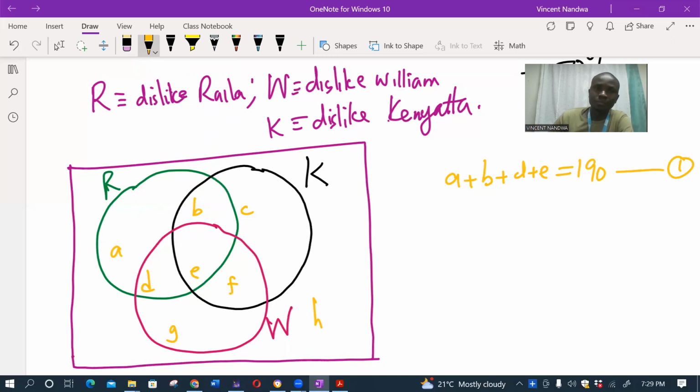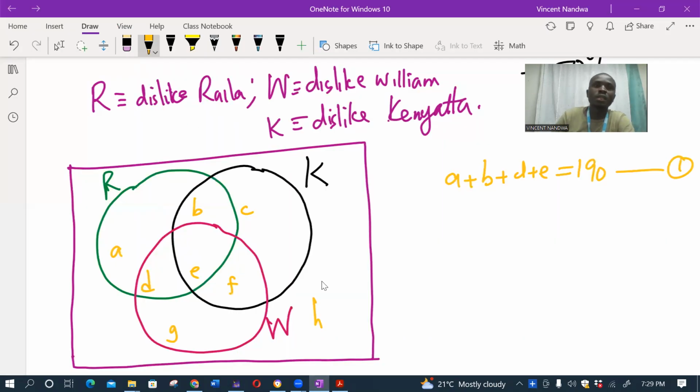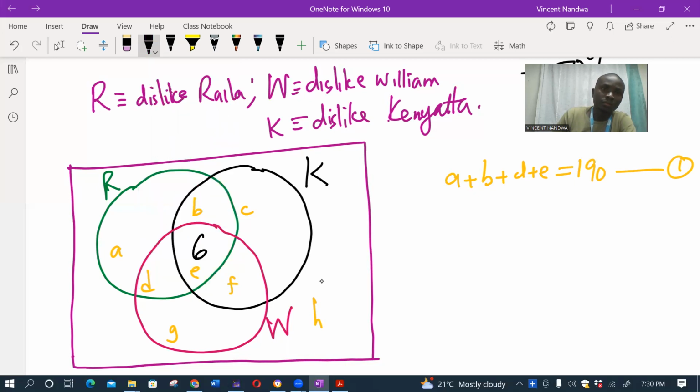Equation 1. 60 dislike Raila and Kenyatta and William. So 60 are those who actually have a dislike for all the 3 politicians. So in our diagram, 60 will be at this point where we have E. So E is the place where all the 3 sets meet, and in this respect it is the position where we fill the number of citizens who dislike all the 3 given politicians.